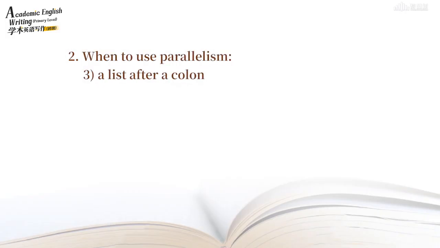Have you noticed that every sentence has a paired conjunction? That is why parallel structure is used. 3. Parallelism is used for items in a list after a colon.